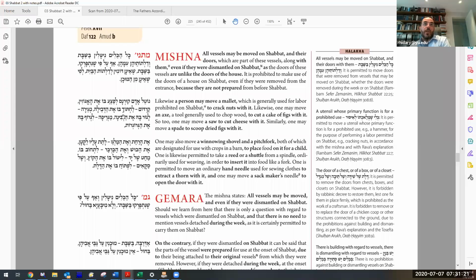And similarly, an axe usually used to chop wood, you can use it to cut a cake of figs, and a saw usually used to cut wood, but you could use it to cut cheese. And then we mentioned a few more things. Ratach, mazleg, you can give to a child with it. We talked about that case already. This we're going to talk about today.